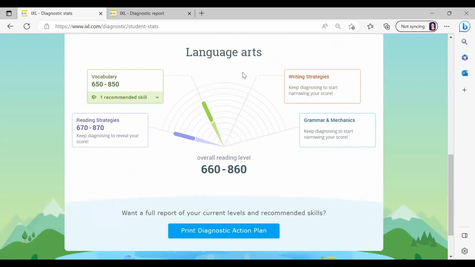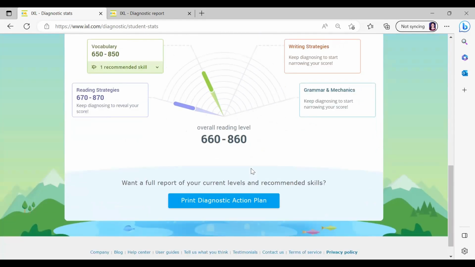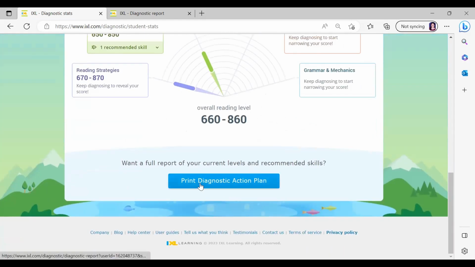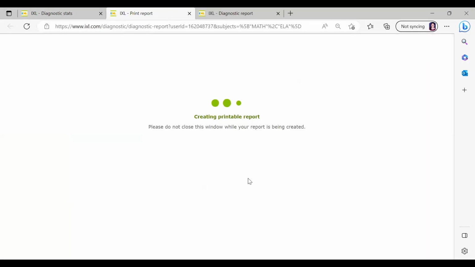And then for language arts, vocabulary is at the 6th to 8th grade level. Reading is 6th to 8th grade level as well. Writing was never touched. Grammar, mechanics was never touched. So they give you an overall score, but it's not fully diagnostic. You can find out what your diagnostic action plan is. They give you the detail. When you do more diagnostic, your report is more accurate. But before that, you can get some sense already.